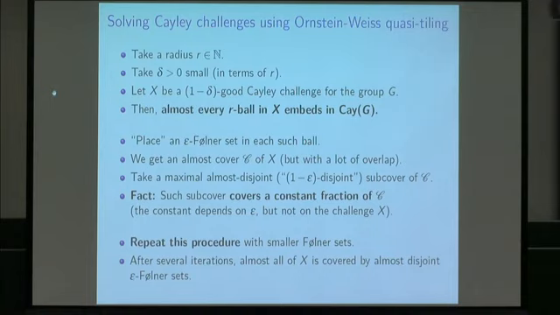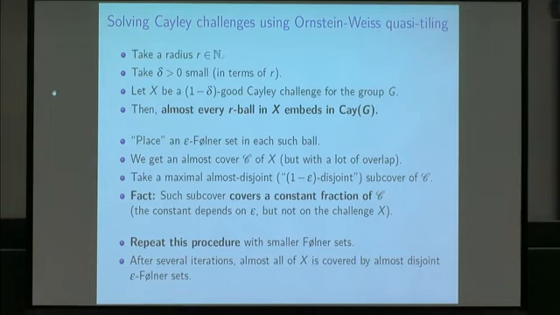And now, after I took an almost disjoint subcover, it turns out that I'm no longer expected to cover almost all of the graph as before, but I still cover a constant fraction of the graph. I cover a constant fraction of the graph by sets which are almost disjoint, and they are still Følner sets, so they also have very small boundary.